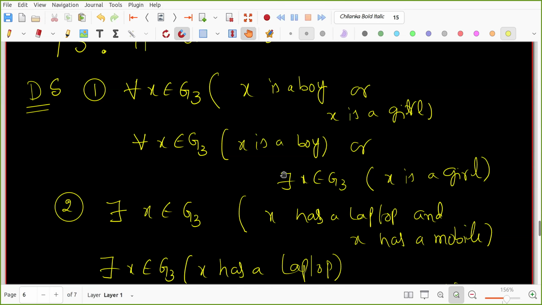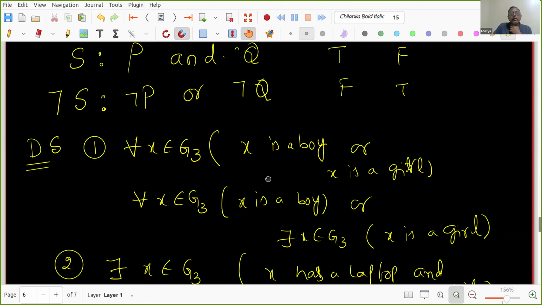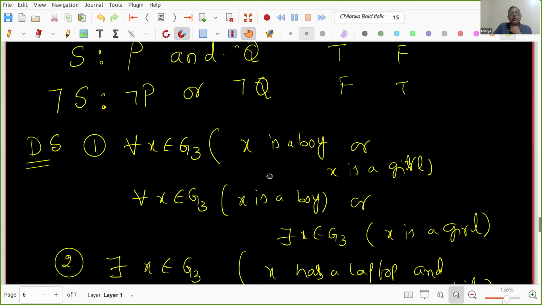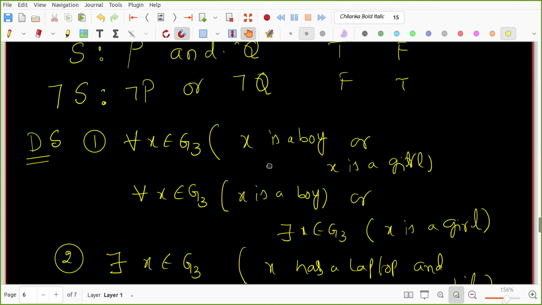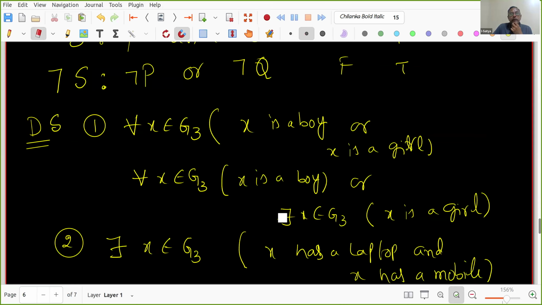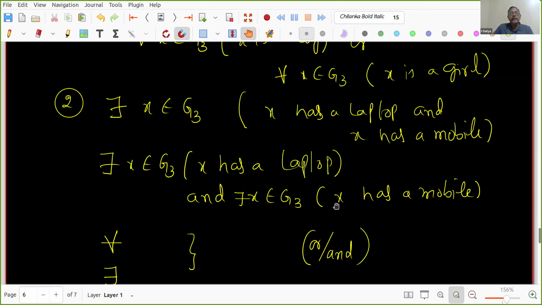Sir, in the first statement, in the second one, for all X in G3, after that there will be for all again, right? In place of there exist. Okay, thank you. Yes. Sorry. Thank you for correcting it. Yes, I'm taking the for all inside. So yeah, I'm taking for all inside here. There exist inside. Okay.